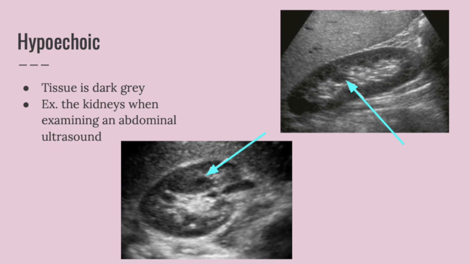The last tissue we will cover is hypoechoic tissue. Hypoechoic tissue produces very few echoes. Hypoechoic structures appear dark gray in grayscale because the organs are very dense. When performing an ultrasound on the abdomen, I would expect the kidneys to appear dark gray. The amount of fluid present in the kidneys is not enough for the tissue to appear black. These two images are examples of hypoechoic tissue.